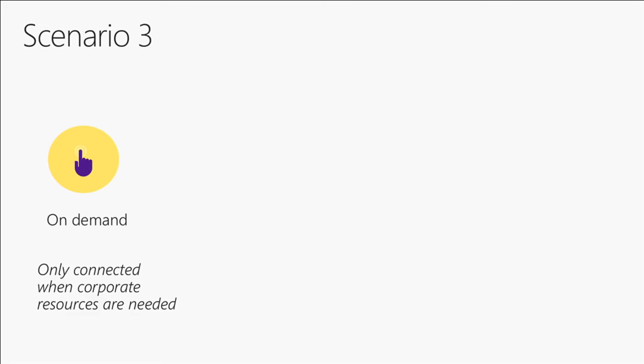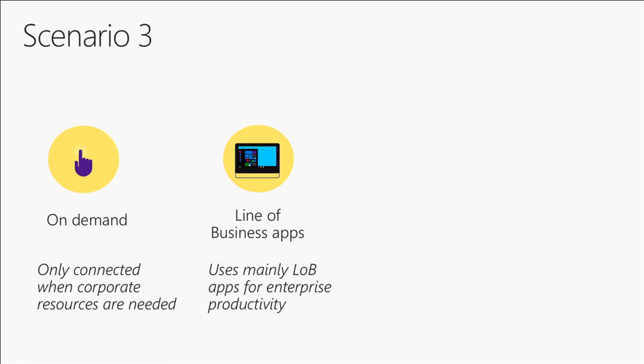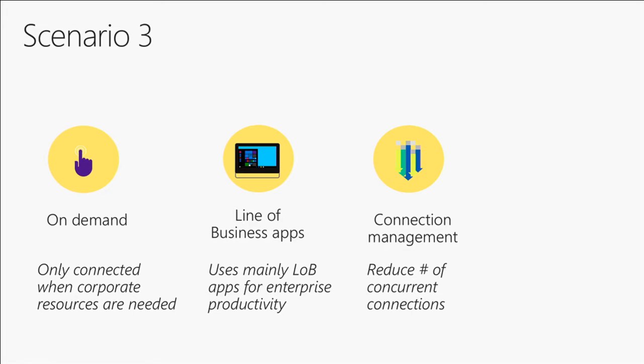All right, so let's take a look at our third scenario. In our third scenario, we're once again going to look at another on-demand scenario. So again, only connecting when a corporate resource is needed. Except now, you can define your corporate resources as a set of line of business applications that are either Windows Store-based UWP apps or Win32 apps. That's another paradigm in order to use this on-demand feature that we have. And with this, you also continue to get that good connection management because you're reducing the number of concurrent connections that are connecting to your server.